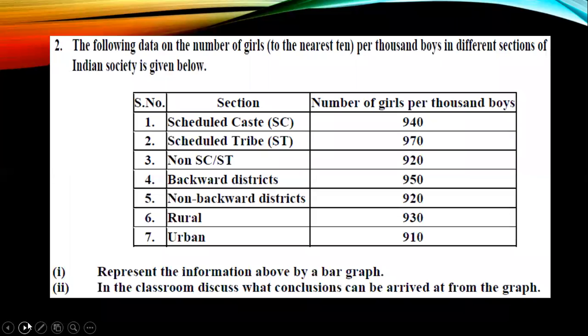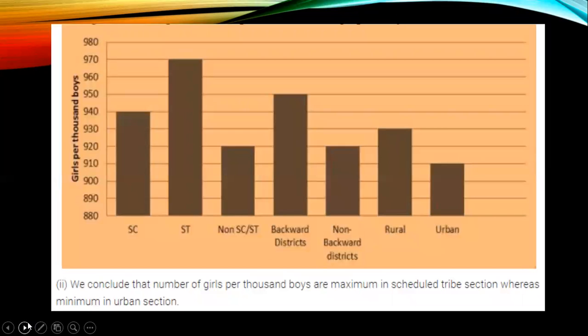Again, we have data wherein the number of girls per thousand boys in different sections of the Indian society is given below. And you can easily read out from the table that in scheduled caste, we have 940 girls per thousand boys, and so on. And we have been asked to represent the information above in a bar graph. Yes, let's do that quickly. Take a graph and represent the data on a bar graph.